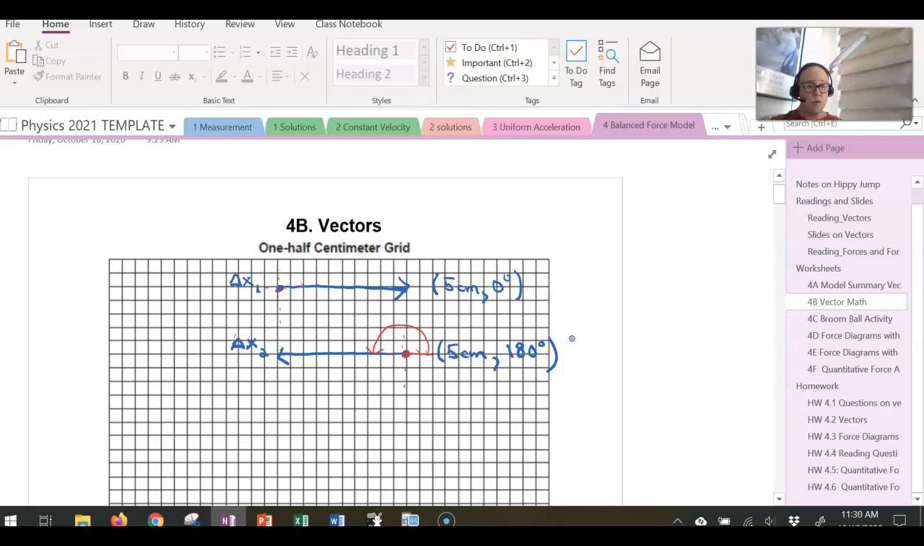So in polar notation, the angle is telling me the direction that it points. Both of these vectors were the same magnitude. They were the same length of vector, but their angles were very different.